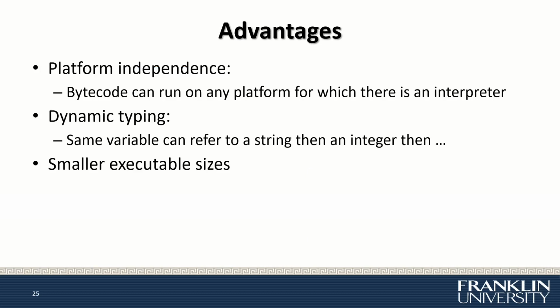Advantages? Well, there's platform independence. When you write a program, it can be run on many different platforms: Windows, Linux, even a Mac, and other platforms. Dynamic typing. A variable can refer to a string, then an integer, then anything else, which you cannot do with a compiled language. They typically have a smaller executable size because your source code is the program that you're running.